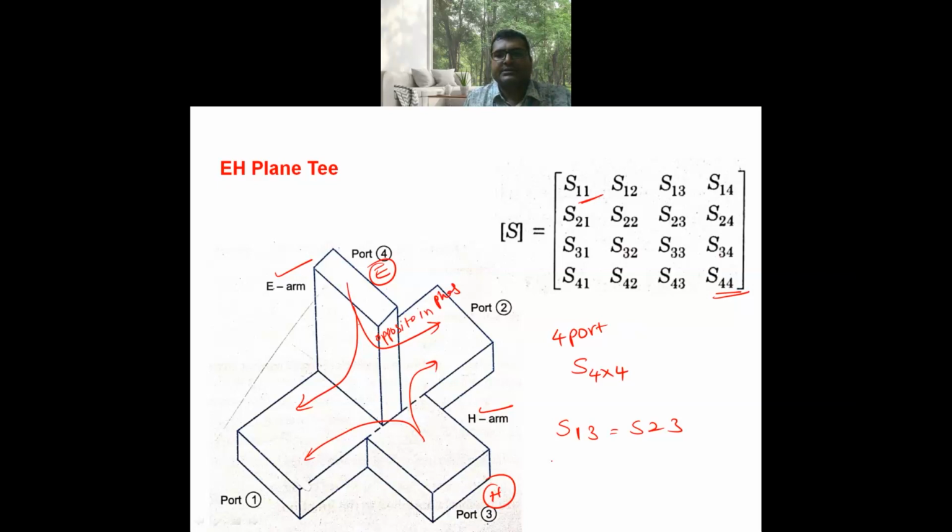That is, S24 is equal to minus S14. That is, the fourth port is the input port. If the power is applied at port 4, it is divided equally between ports 2 and 1 with opposite phase. That is the minus sign. Once again, I will rewrite: S24 is equal to minus S14.